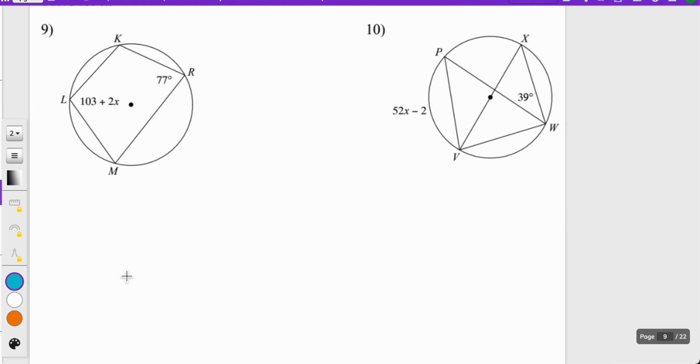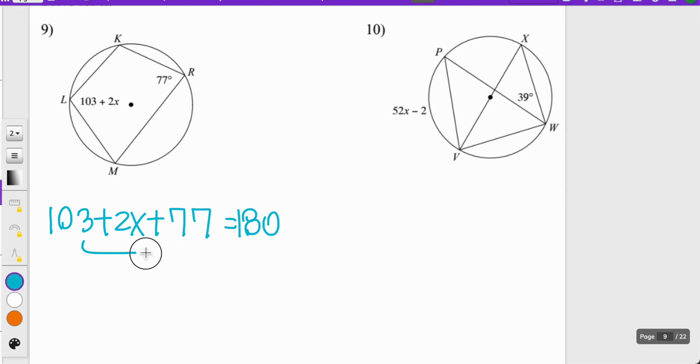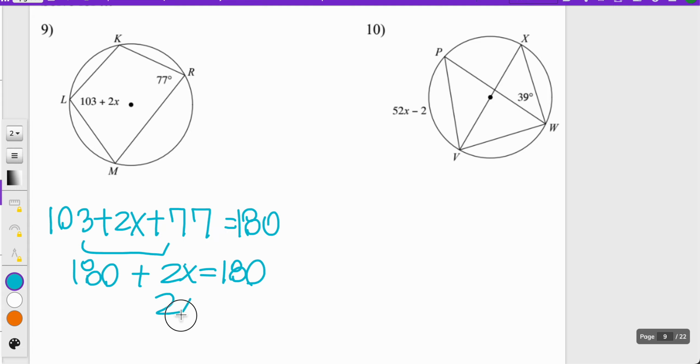For number 9, we know that if we add our opposite angles together, they'll be equal to 180. So then I'm just going to combine some like terms. I got 180 plus 2x equals 180, or 2x equals 0, so x equals 0.